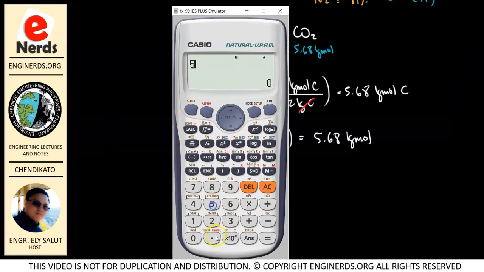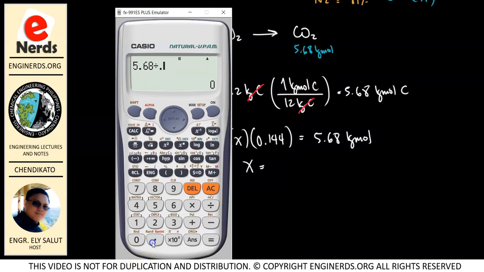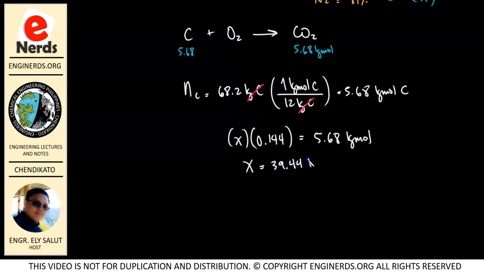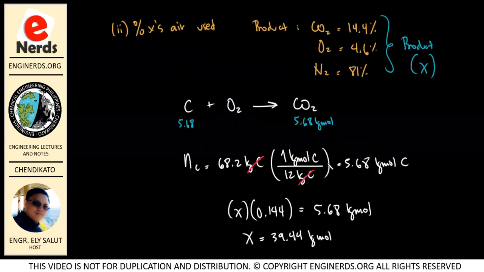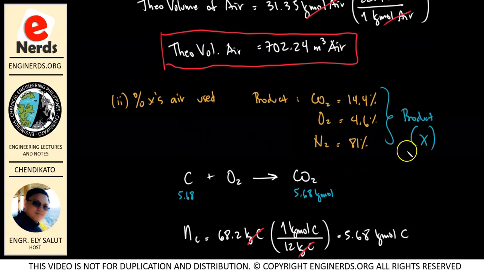Okay? So that means our X, which is the number of moles of our product, is equal to 5.68 divided by 0.144. Ito. Okay, so we have 39.44 kilogram mole ng ating product. So we have here X, which is 39.44 kilogram mole. Okay, so nakuha na natin yan. So if you know this, that means you will be able to find out kung ilang kilogram mole ng O2 and kilogram mole ng N2 meron tayo, no?